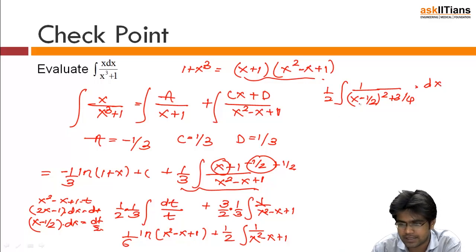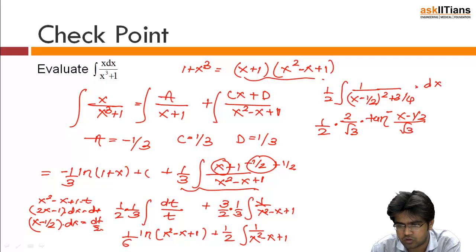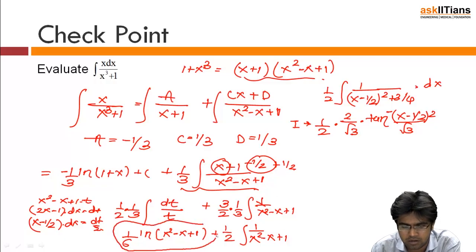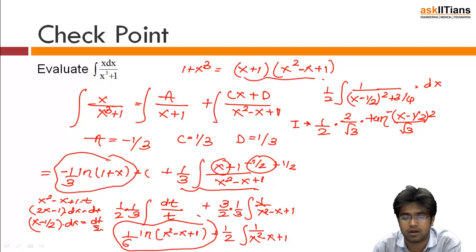Correct. What is this? This is 1 upon a square plus x square. That means 1 by 2, 1 upon a, that is root 3 by 2, so 1 by a into tan inverse of x by a, so (x minus 1 by 2) divided by a, that is root 3 by 2. So this is your final answer. This is the first part, this is the second part, and this is the third part. The combination of all these three terms is your final answer.